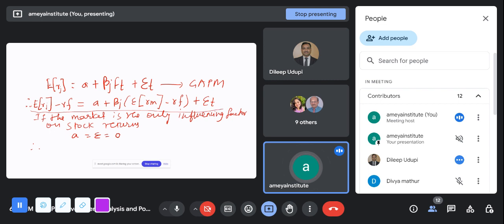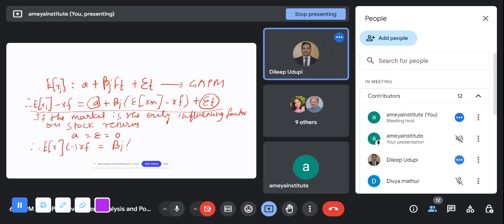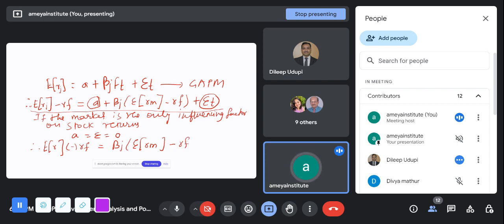What exactly does the CAPM formula say? Expected return on stock minus RF is nothing but alpha plus beta j into expected return of market minus RF plus epsilon, right? This is once again the linearity concept. The assumption says that market is the only factor which decides the stock return. Then alpha and epsilon, that's the error term, should be equal to 0. Then can we rewrite this formula once again? The expected return of a stock minus RF is equal to, if alpha is 0, then what is left now? Beta j, bracket, expected return on market, RM minus RF, right?